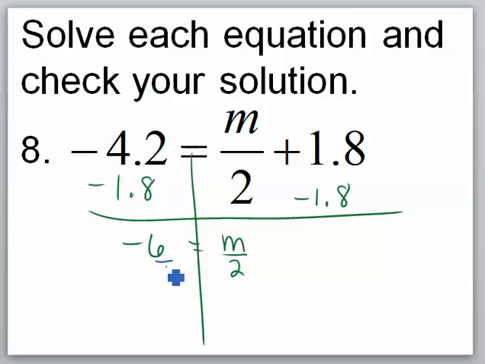We can go ahead and create that proportion and cross multiply. That would give me 1 times m, which is m, and 2 times negative 6, which is negative 12.